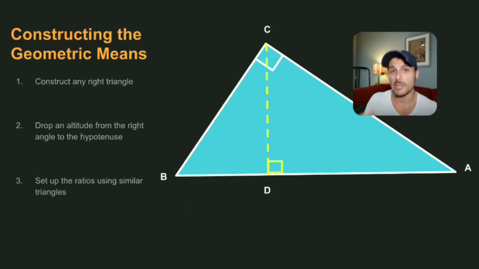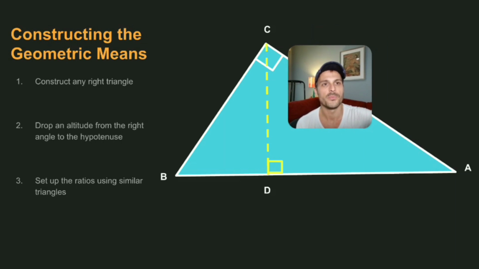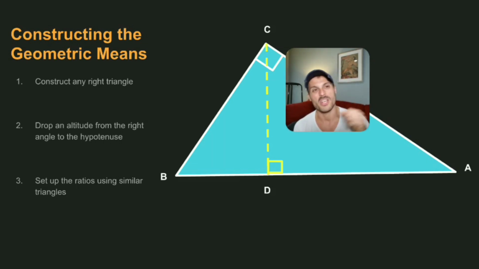To construct the geometric means in this right triangle right here, we've got three steps. First thing we need to do is construct this right triangle. So I've got this teal right triangle right here. Notice that I put the right angle up there at the top. The next thing I need to do is drop an altitude from the right angle to the opposite side, the hypotenuse. So from the right angle to the hypotenuse, I drop that altitude. And then the third step is where I need to set up the ratios for the similar triangles.